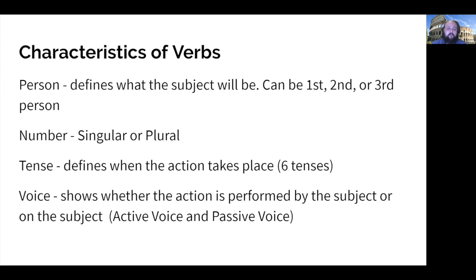Finally, we have voice. Voice shows whether the action is performed by the subject or the action is performed on the subject. So this is what we call active voice if the subject performs the action, or we have passive voice. That is when the subject is acted upon, okay? For right now, we're not gonna worry too much about voice. We're gonna talk about that a lot more in depth later on in a future module.